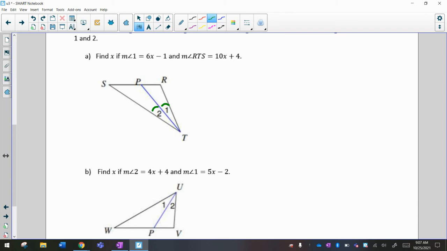So if angle 1 is 6x minus 1, okay, so this is 6x minus 1, and RTS, well, RTS is the whole thing, is 10x plus 4. Oops, green, I said green. 10x plus 4, solve for x. Well, if 6x minus 1 is angle 1, then angle 2 could also be 6x minus 1 because they're equal, and 1 plus 2 has to equal the entire thing.